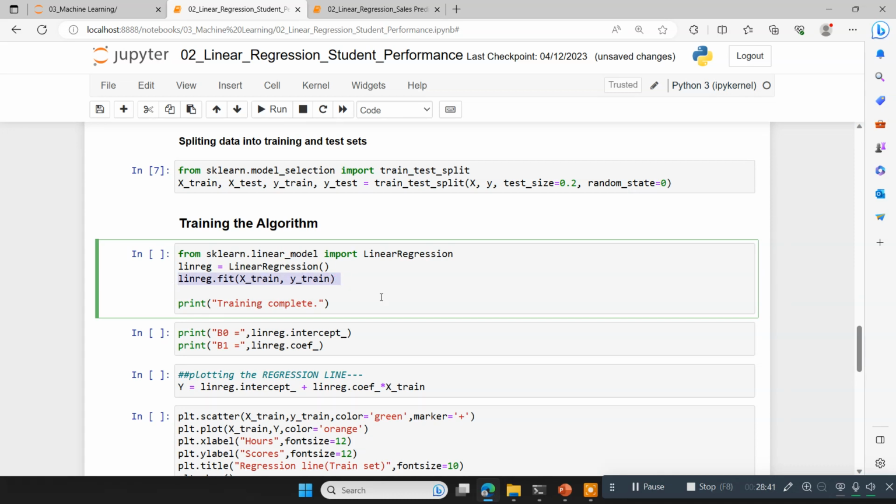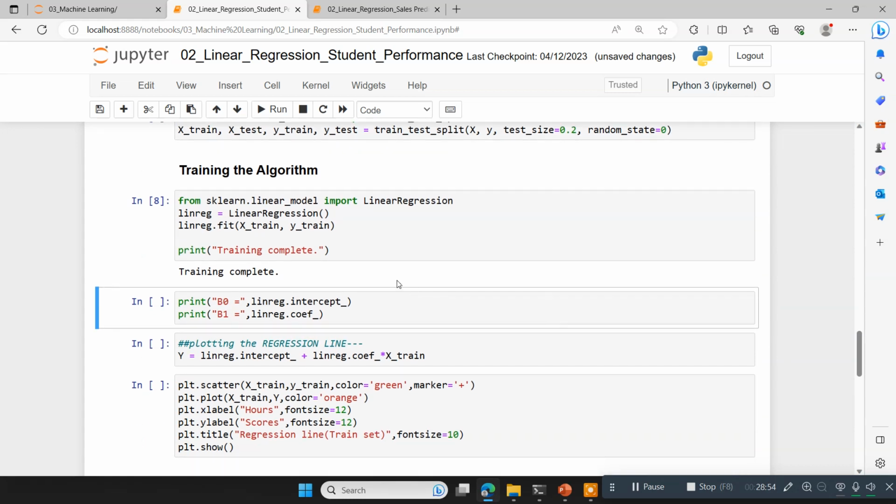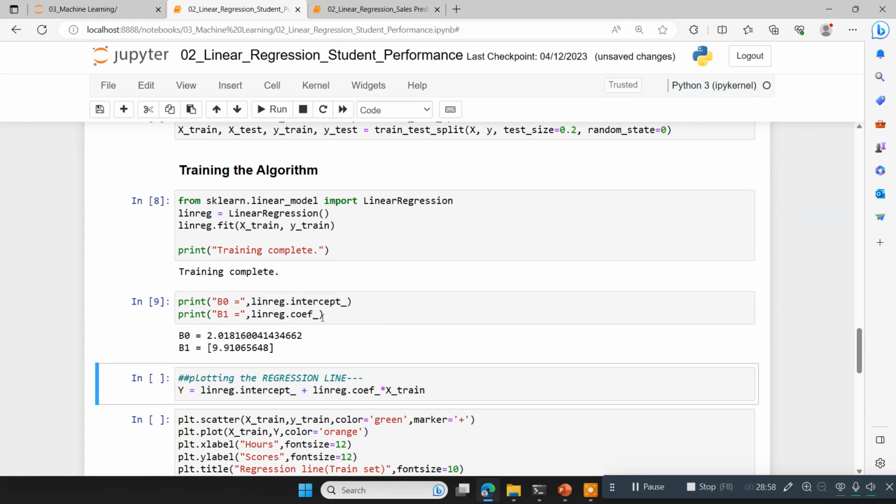This is the point to be noted. The model always learns from trained data, not test data. Then we'll display the message, training complete. Then we are also getting the intercept and coefficient values into B0, beta 0, and beta 1. These are user-defined names. So this is beta 0, this is beta 1, and we are calculating manually here.